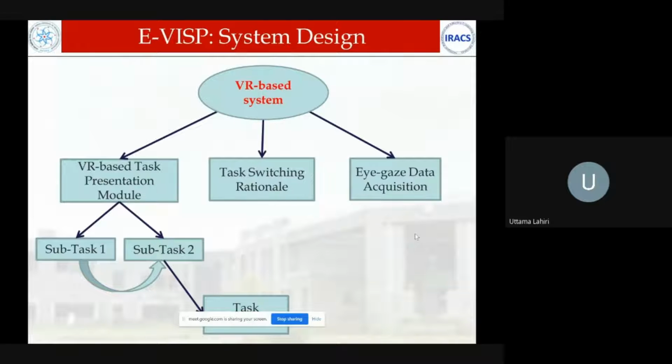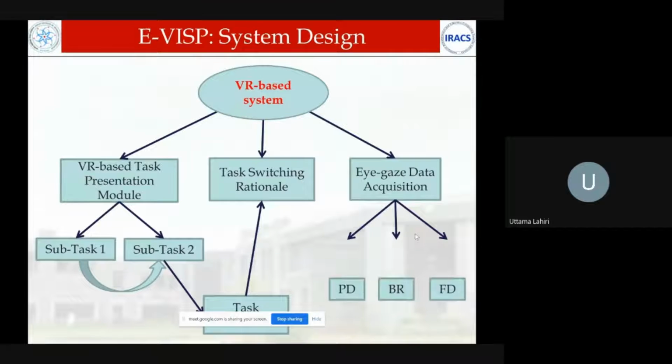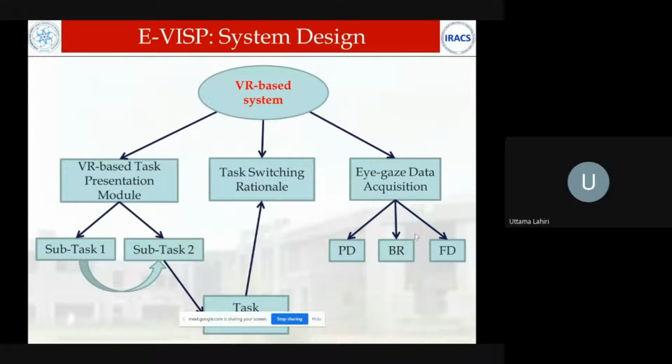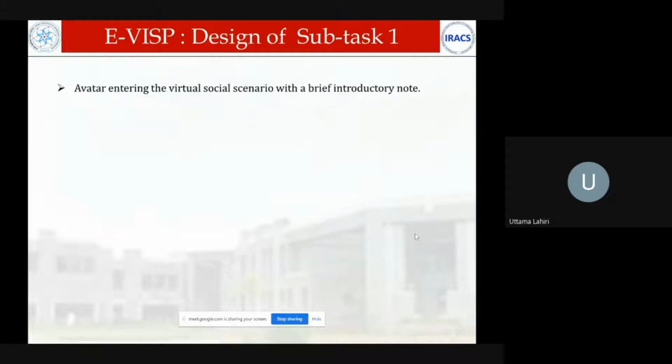And then based on the final execution of the task, we decide the task performance. That in turn is used to change the task challenge level, that is task switching rationally. At the same time, while the child attends to the task, we monitor the child's eye gaze and extract different features such as pupil dilation, the blink rate, and the fixation duration towards different regions of interest for offline analysis. So that was the first study which we did.